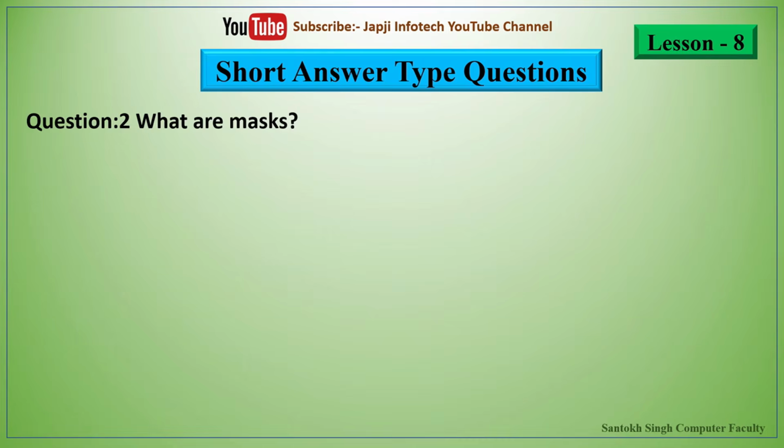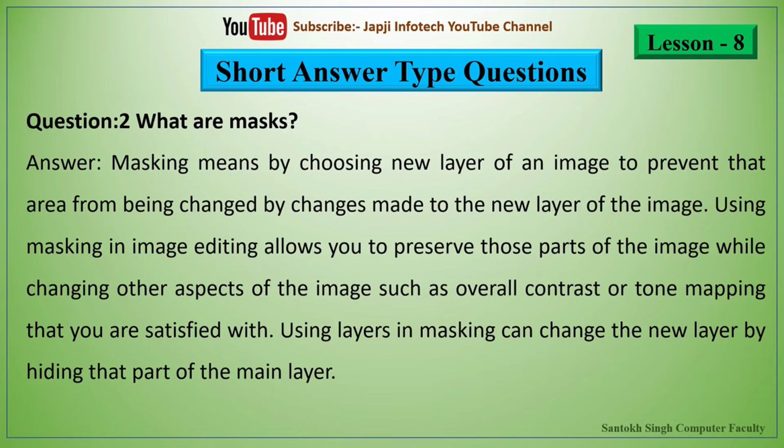And the second one is, what are masks? Masking means choosing a new layer of an image to prevent that area from being changed by changes made to the new layer of the image. Using masking in image editing allows you to preserve those parts of the image that you are satisfied with, such as overall contrast or tone mapping, while changing other aspects of the image. Using a layer in masking can change the new layer by hiding that part of the main layer.